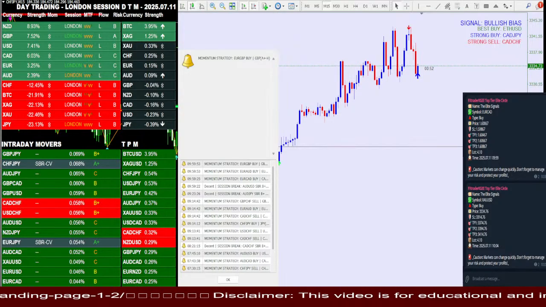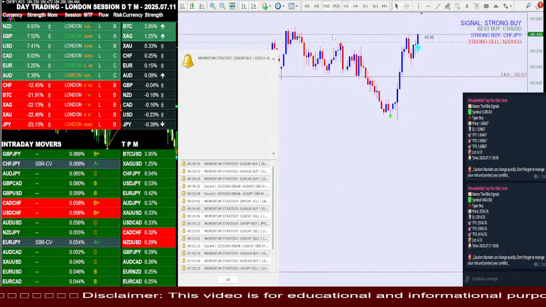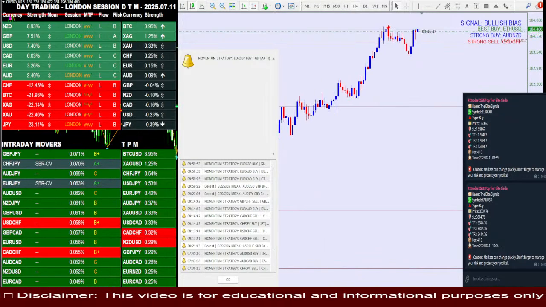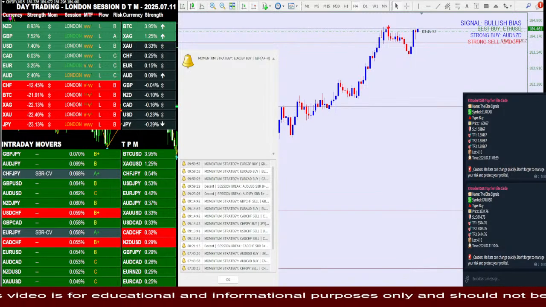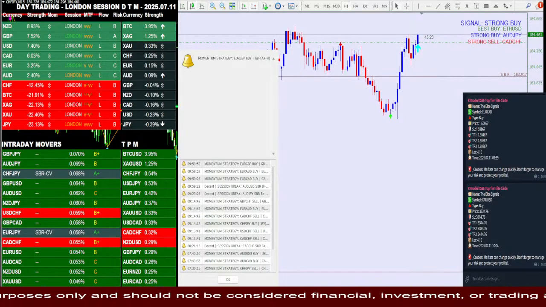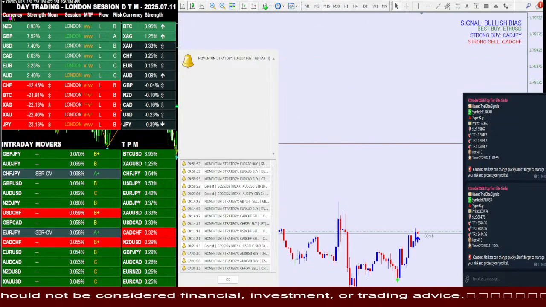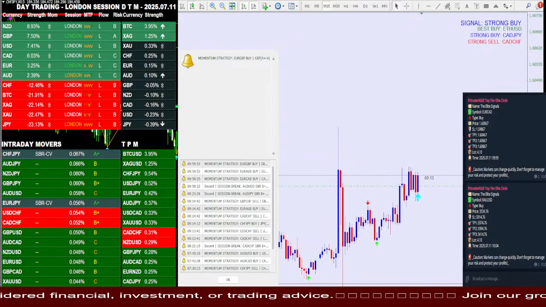Okay, the CHFJPY, like I said earlier, which is an already established bullish move, is currently in some pips, not much, just about 10 pips. Just hope it goes way higher. And AUD is still gathering momentum. Euro CAD.